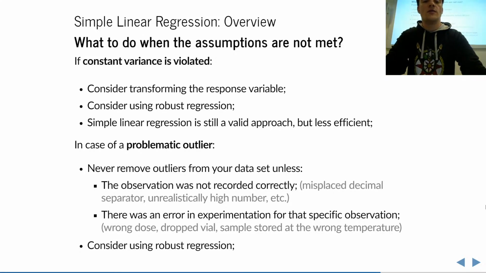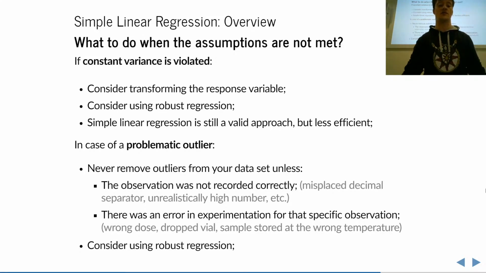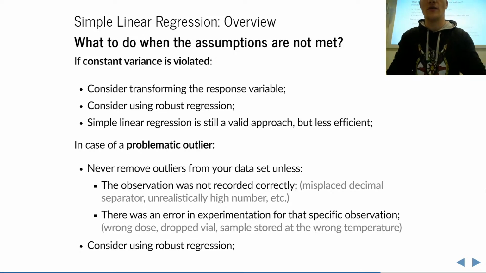Another thing is you could consider using robust regression, which is a method that is very non-sensitive to outliers. So even if the variance increases, it will still give you good estimates. But if all else fails, non-constant variance is the least important assumption, and your model is still valid. So you can use it, just be aware it is not very efficient.